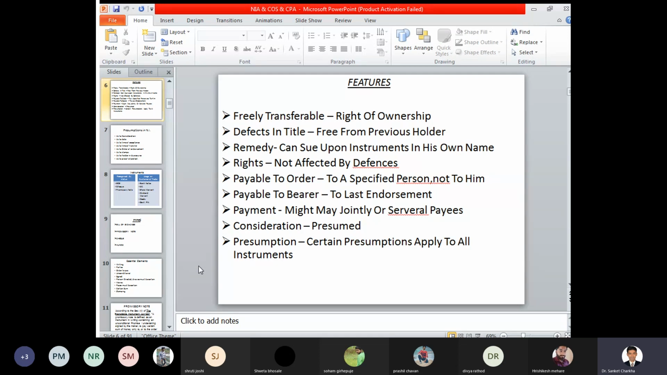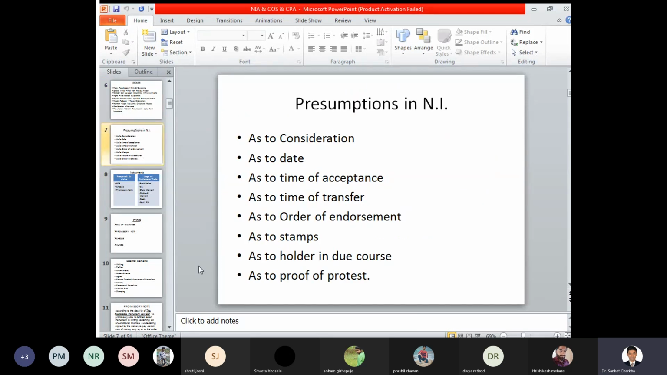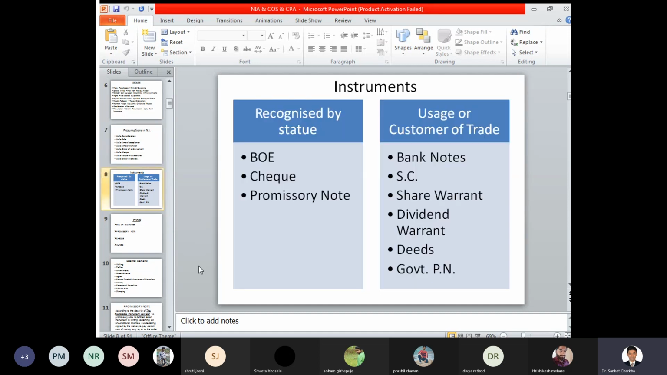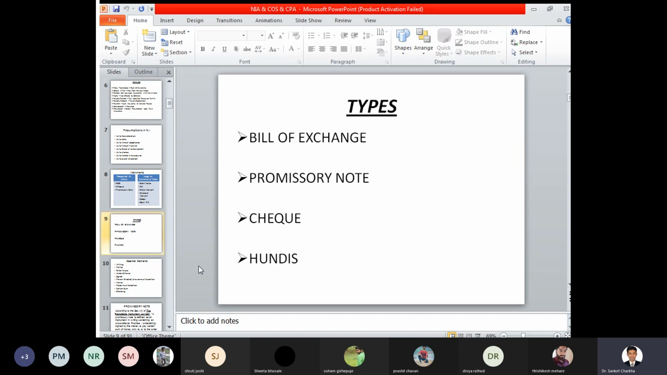Features of a negotiable instrument: it is freely transferable, defects in title, remedy, right to sue, payable to order, payable to bearer, payment consideration, and presumptions as to negotiable instruments. Presumptions as to consideration, date, time of acceptance, time of transfer, order of endorsement, stamp, holder in due course, and proof of protest. Instruments recognized by statute: bill of exchange, check, promissory note, and as per the usage or customs of trade: banknote, share certificate, share warrant, dividend warrant, deeds, and government promissory notes.